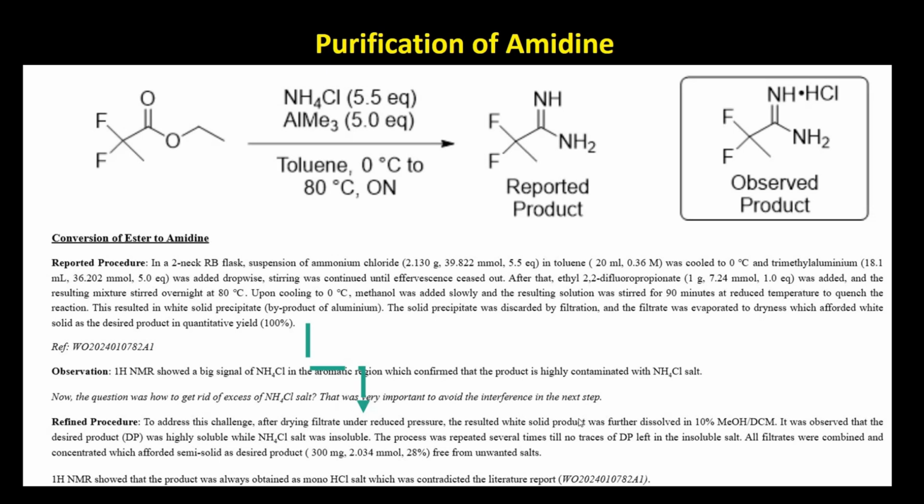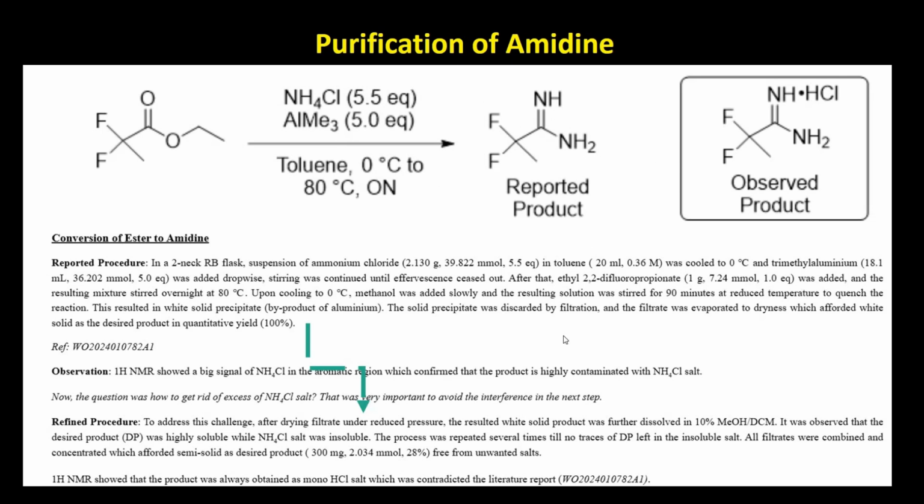So take that solid and dissolve it in 10% methanol in DCM, and you will see that the desired product solubilizes in this 10% methanol DCM, but the ammonium chloride salt is insoluble, or we can say sparingly soluble. The process was repeated several times until no traces of desired product were left in the insoluble salt. So whatever insoluble salt is there, you again treat with this 10% methanol in DCM and collect this organic layer. After all filtrates were combined and concentrated, it afforded a semi-solid as the desired product. And the actual yield is around 28%, which is free from unwanted salts. According to this reported procedure, they obtained this amidine.